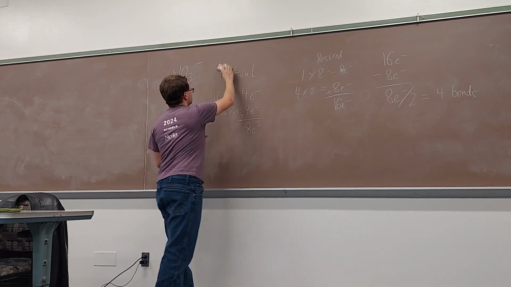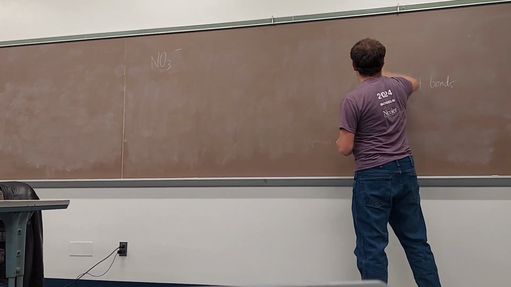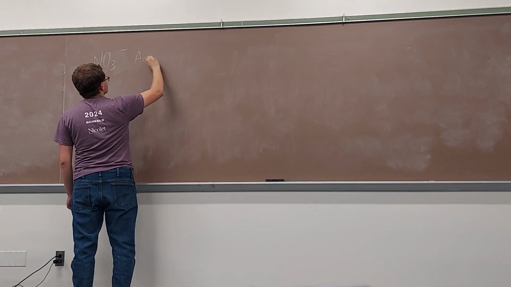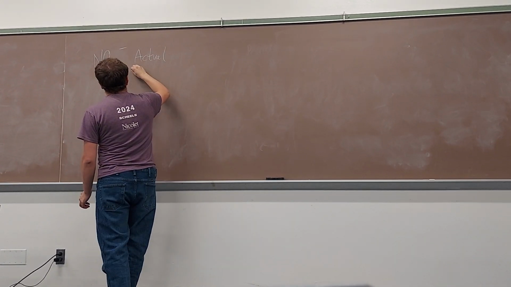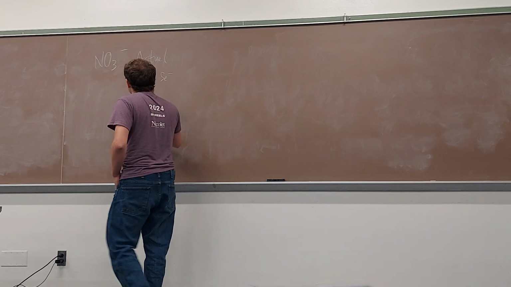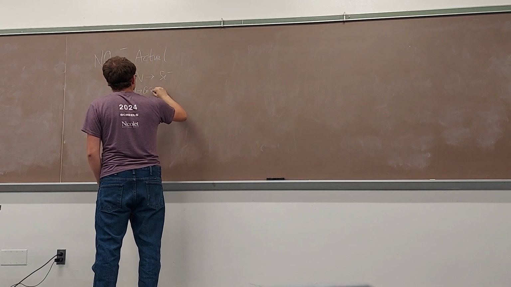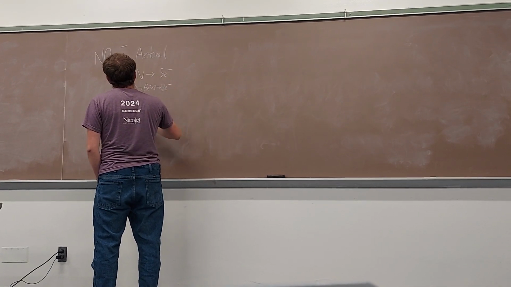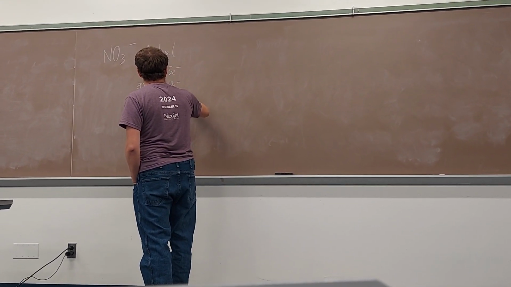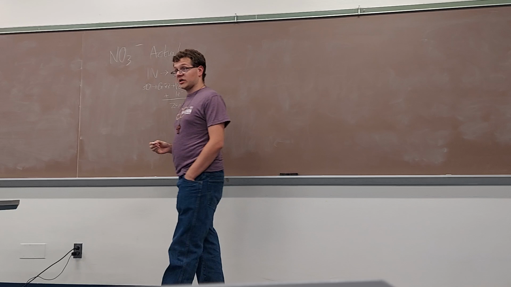NO3 minus. For this one, we're going to start with the exact same problem. We're going to start by getting the actual number of electrons that we have. With our actual, we have 1 nitrogen, which is 5 electrons. We have 3 oxygens, which is 6 electrons per oxygen times 3, giving us 18 electrons. And then this is a charged molecule, minus 1, which means we have 1 additional electron. We add them all together, 24 electrons.